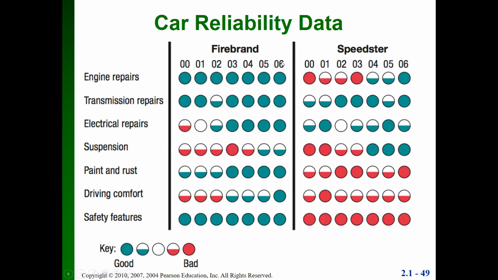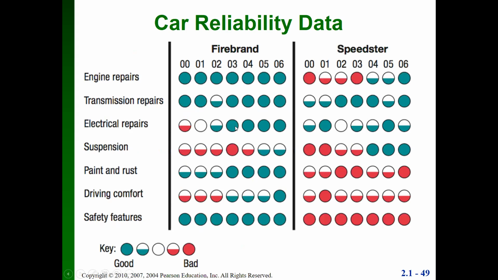This is the manufacturing year. We can see that the Firebrand consistently between 2000 and 2003 had far better engine repair rates than the Speedster. But we can also look here, and the Speedster has actually been improving. We look at transmission repairs. Speedster, Firebrand looks a little better.